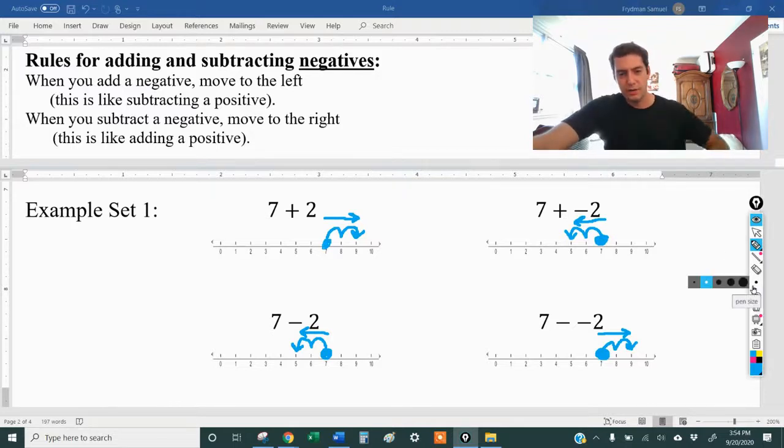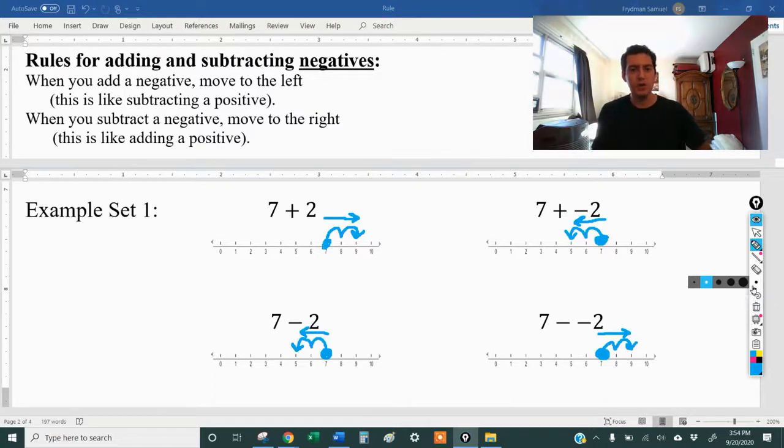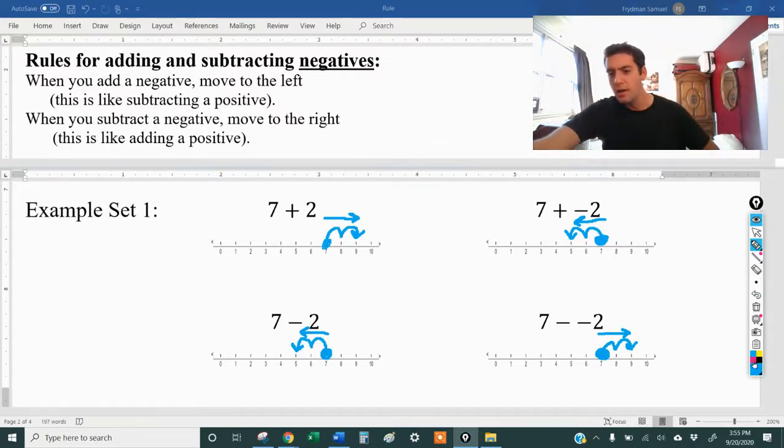And so just look at it for a second and see which pairs go together, which number lines look exactly the same. You can pause the video for a second, and you should be able to see that this number line over here, this picture that we drew where we started at 7 and then we moved 2 spaces to the left, that's exactly the same thing as what happened here. We started at 7 and moved 2 spaces to the left.